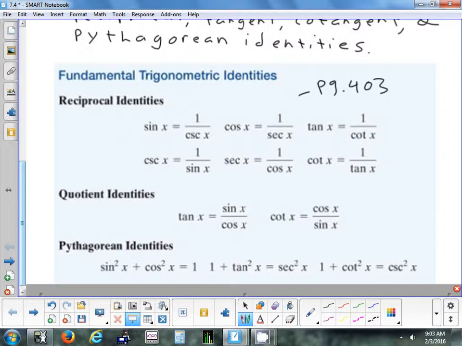Does that say 1 plus tangent x or 1 divided by tangent x? This one is 1 plus tangent squared x on the bottom. I can make those a little bigger.